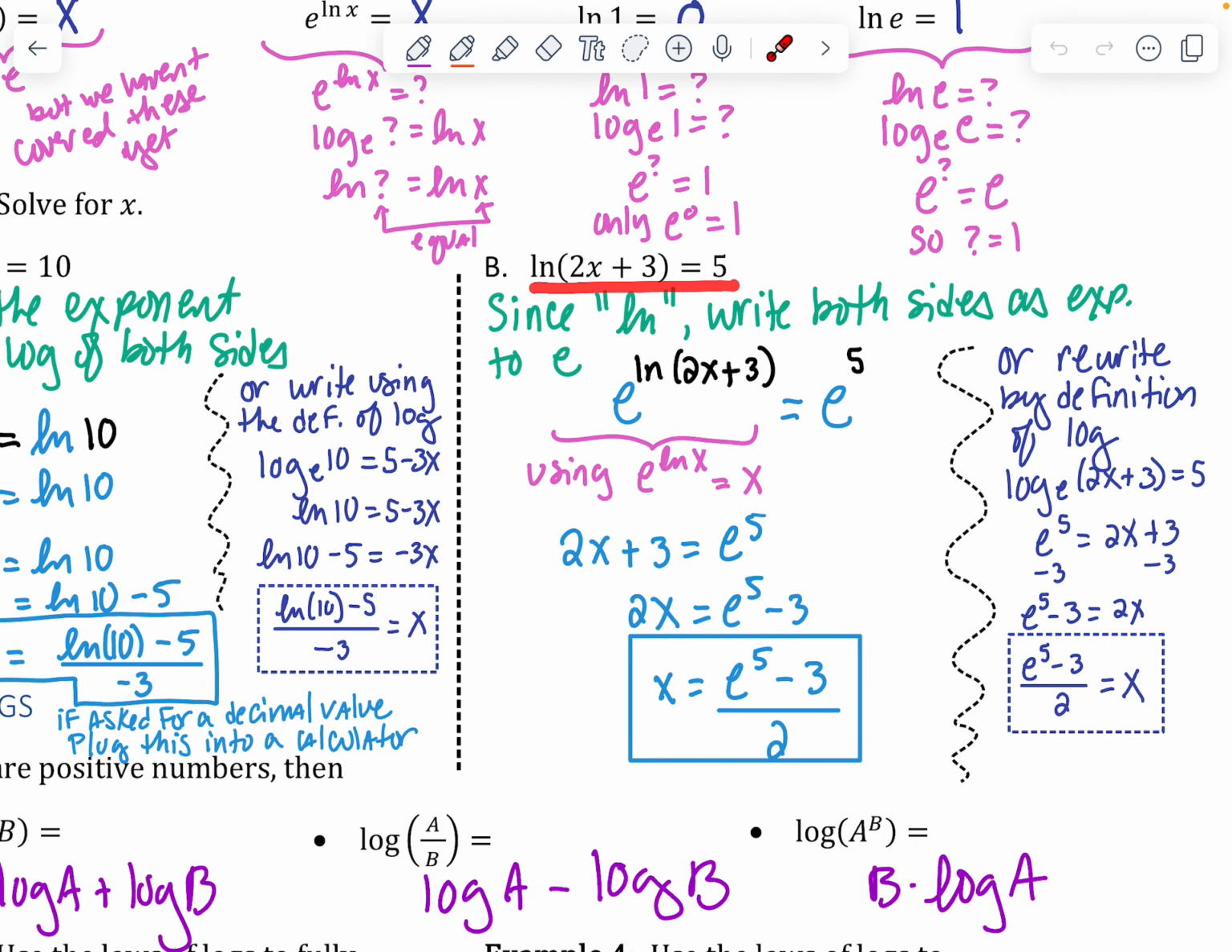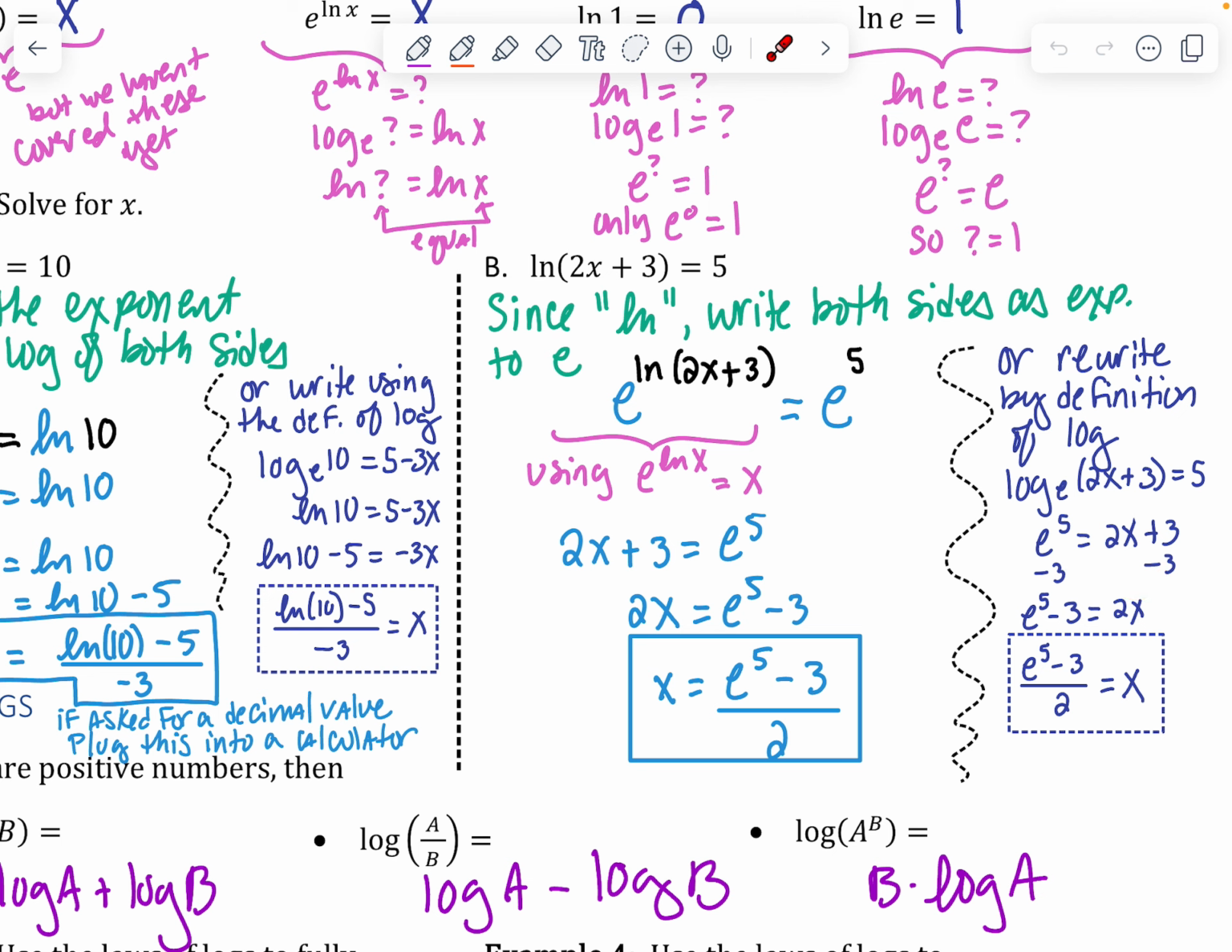Well, in terms of logs, we know how to use the definition of log and rewrite it as an inverse. So I'm going to take ln and rewrite it as log base e of the binomial equals 5. My binomial equals 5. So I can now rewrite this in the exponential form of e to the 5 equals the binomial. And now I can solve for x by subtracting the 3 to the other side and dividing by the 2.